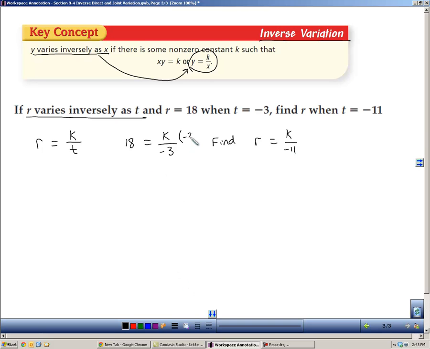So first we've got to find that constant of variation by multiplying by negative 3. So k equals negative 54. So I go over here and I use negative 54 as my constant and plug that in. So r is either going to be 54/11, or you can write that as 4 10/11, or you could even write that as 4.90 repeating.